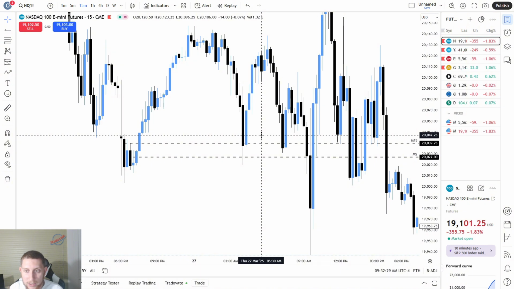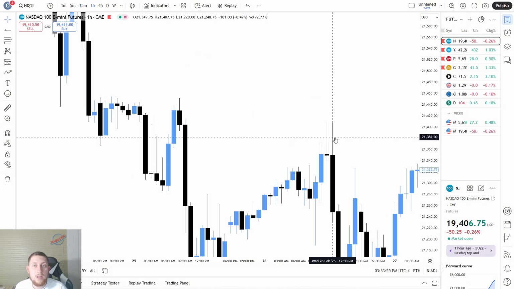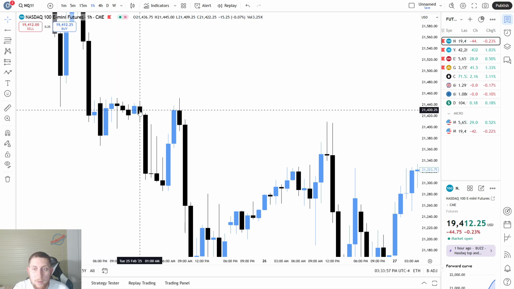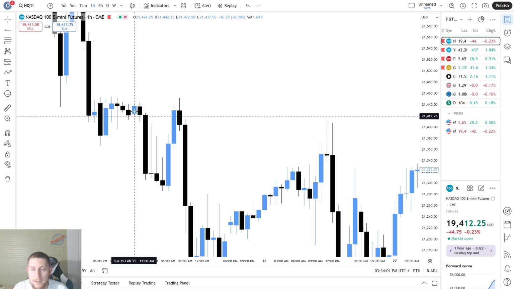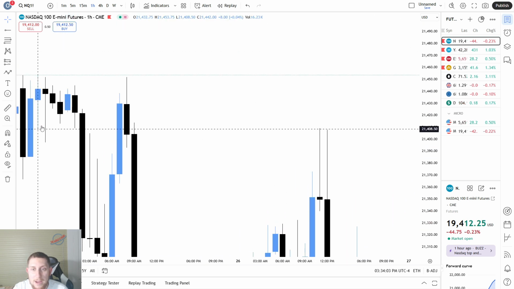So you can see that's a really clean example of a level of demand. All right, here's another example of a level of supply. So remember, we look for that previous contrary candle to a push down. So we have the previous contrary candle right there, and then the push down.